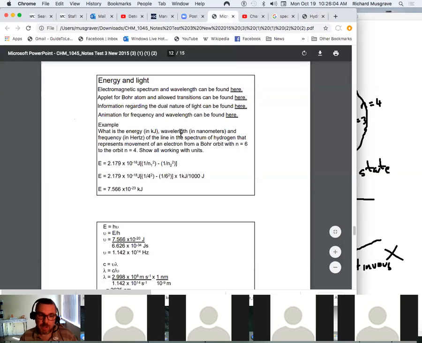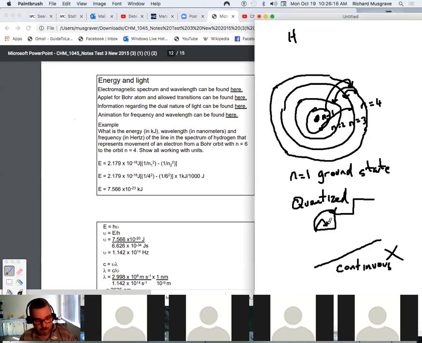What is the energy, wavelength, and frequency of the line of a spectrum of hydrogen that represents movement of an electron from a Bohr orbit of n equals 6 to n equals 4? So in order to do that, we need an equation, and this is called the Rydberg equation, and you are definitely going to be given this. You don't have to memorize this.